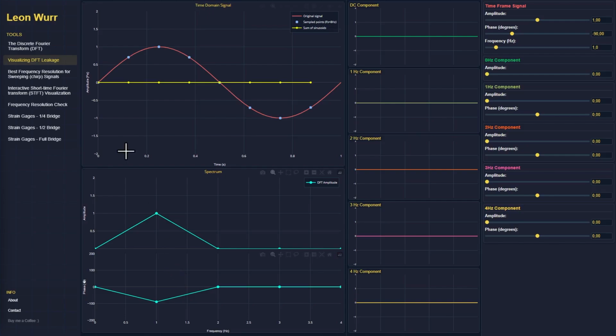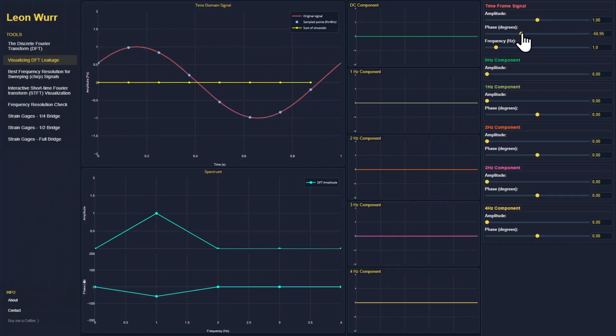As I mentioned, this is a 1 Hz sinusoid. If I take the blue samples and do a DFT on them, I will have below the resulting spectrum. So I see that I have one sample at 1 Hz. Here's the phase of that sinusoid, and the other spectral lines have 0 amplitude.